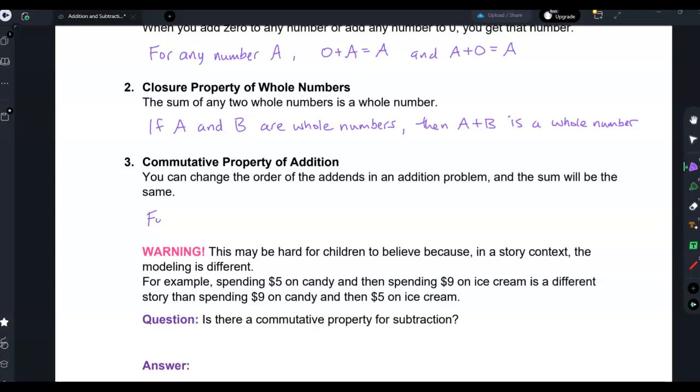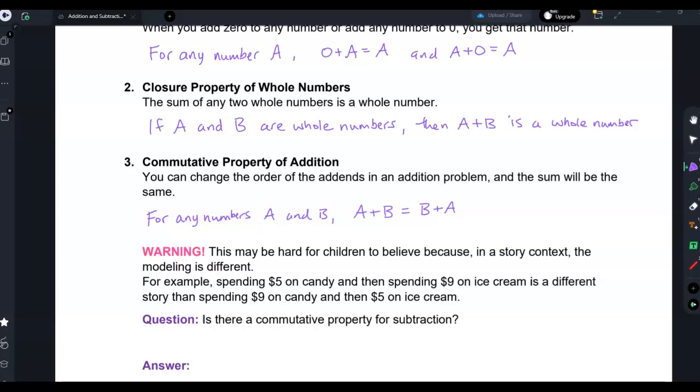So we can say for any numbers A and B, we know that A plus B will be equivalent or have an equivalent answer to if I did B plus A, right? We know 3 plus 4 is 7. We know 4 plus 3 is 7, right? So that's all this property does. We already know these properties. We're just making sure we know the names that go with them.